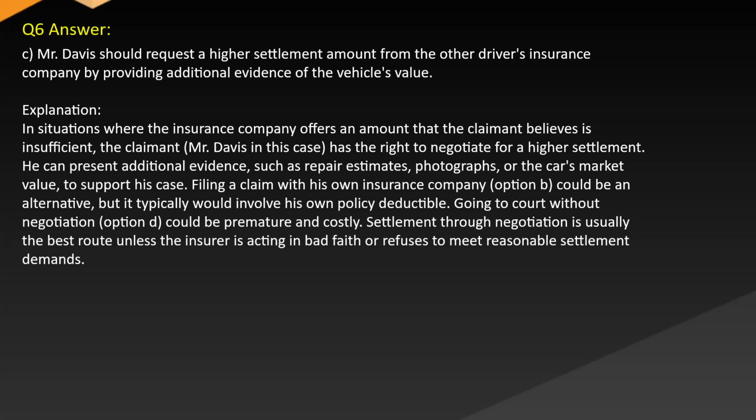Filing a claim with his own insurance company, option B, could be an alternative, but it typically would involve his own policy deductible. Going to court without negotiation, option D, could be premature and costly. Settlement through negotiation is usually the best route unless the insurer is acting in bad faith or refuses to meet reasonable settlement demands.